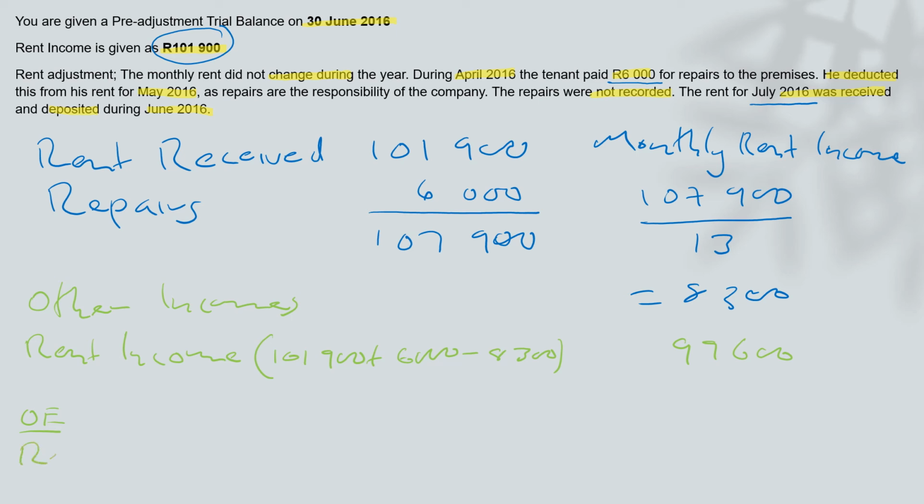Then you go to your operating expenses. You have repairs, because they were not recorded. That will be 6,000 for repairs. That's the adjustment that we need to make. The rent did not increase, but there was an offset of rent during the financial year. But you need to recognize your full rent income. You can't recognize it after deducting the repairs. You need to recognize your full income for rent, then recognize an expense for repairs. So that's what you need to do.